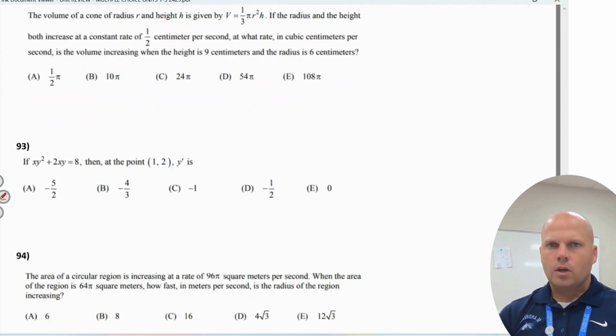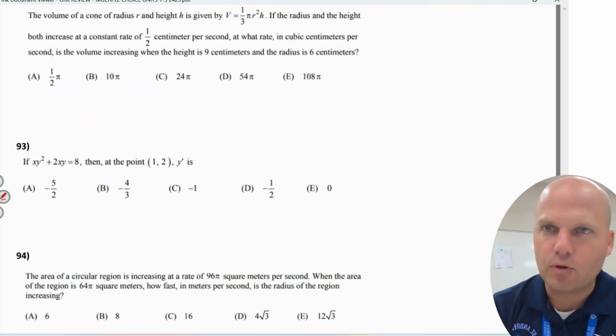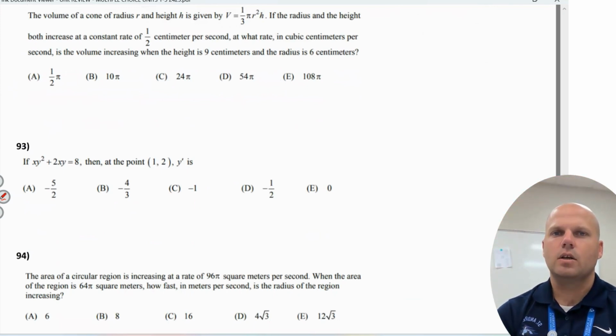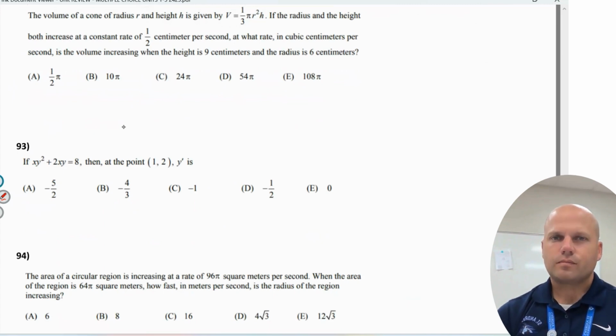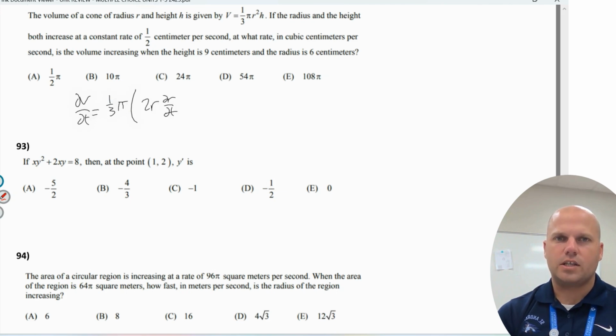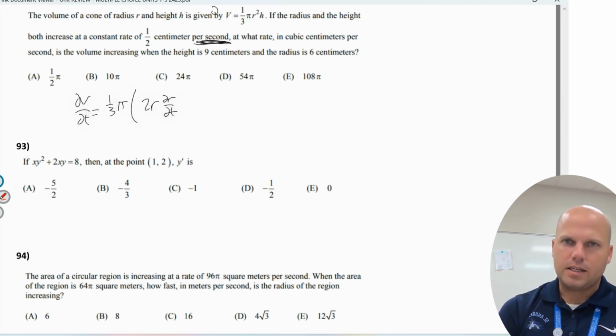Okay. The volume of a cone is that if the radius and the height both increase at a constant rate of a half of a centimeter per second, what rate is the volume increasing when the height is 9 and the radius is 6? I feel like I asked this very same question. Yo, you got to use the product rule. So let's leave the 1/3 pi out in front. Let's take the derivative of r squared. So I got 2r dr dt. We're talking about time, seconds, centimeters per second, d blank dt, product rule, dh dt.